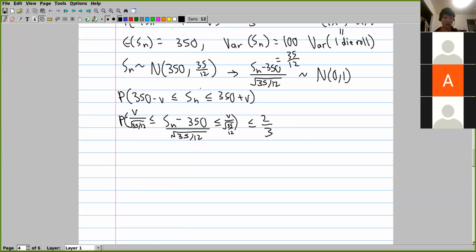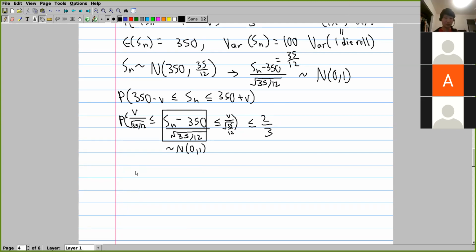Okay. And now that we have this, we can put everything into terms of the standard normal. So this thing will have distribution standard normal. To find this, we would do the CDF of this minus the CDF of this is going to be this, right?